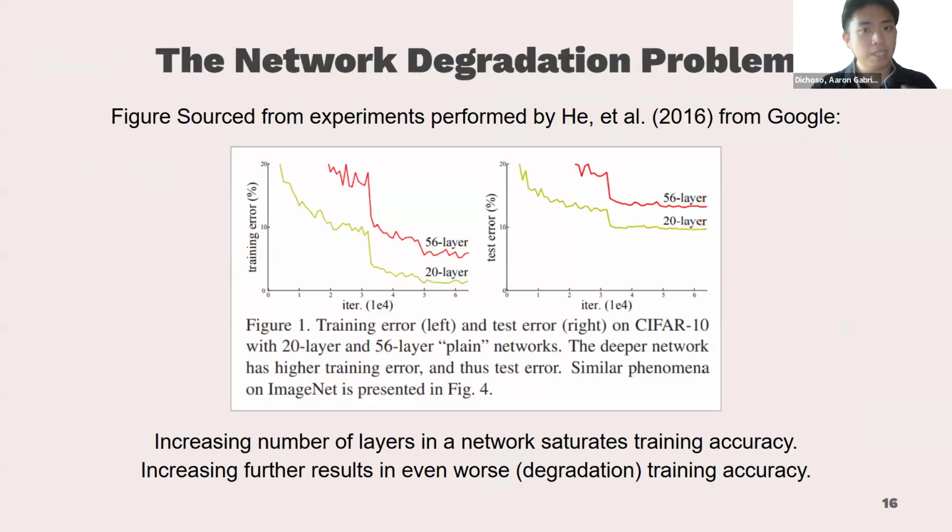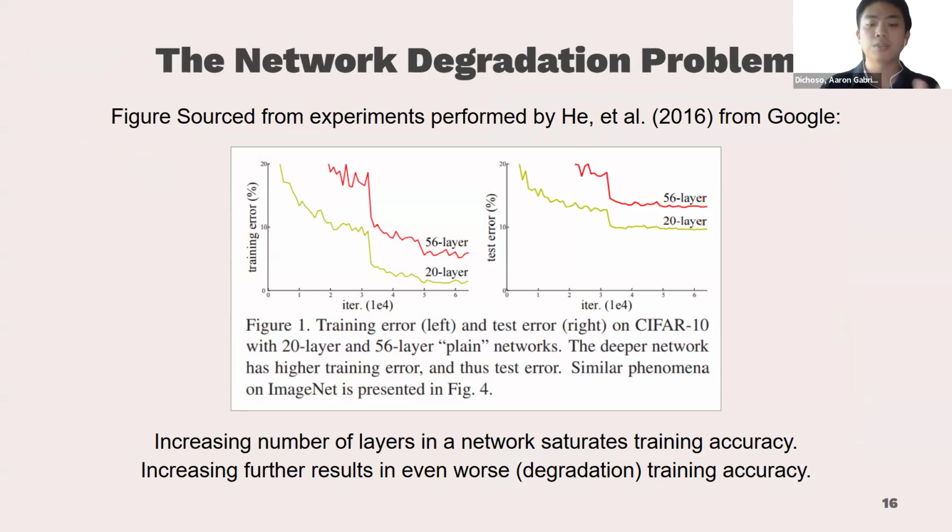However, this problem, the network degradation problem, was found by He et al. from Google during the 2016 time. And what they found is that when you try to increase the number of layers in the network, there's eventually going to come a point in time where you try to increase the number of layers and it doesn't increase the accuracy anymore.